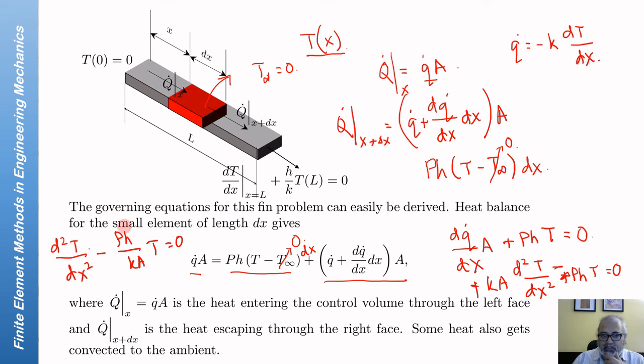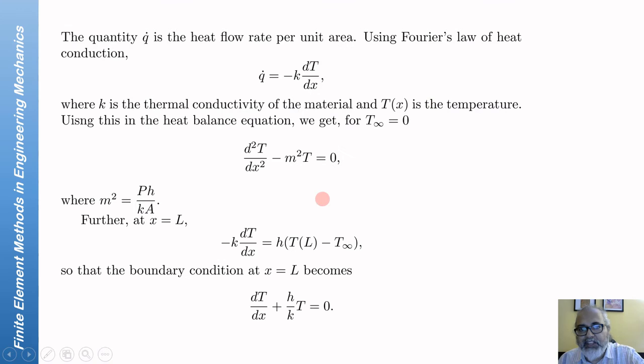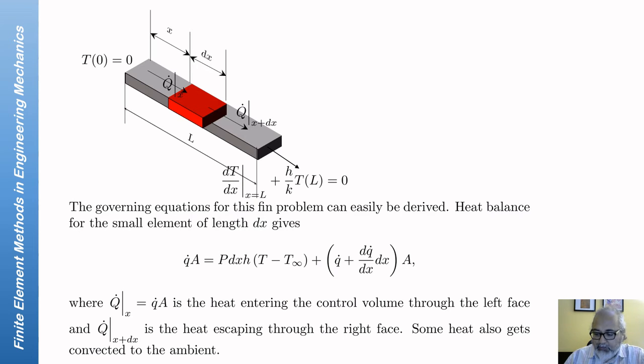equal to 0. This quantity we'll give a separate name, we'll call it m squared, just for the sake of convenience. So the governing equation is d²T/dx² minus m²T equal to 0. Now as for the boundary conditions, here the temperature is the same as the temperature of the wall, which is given to be 0. So T0 is equal to 0.